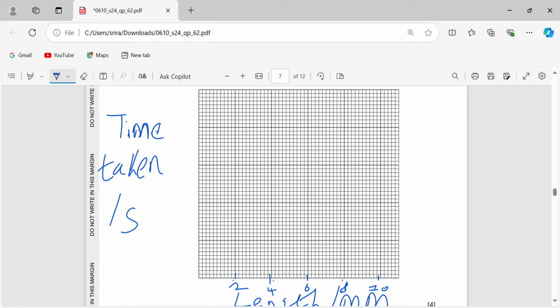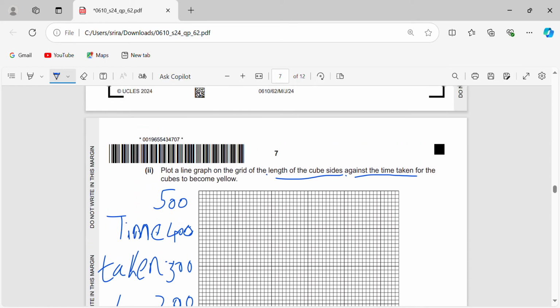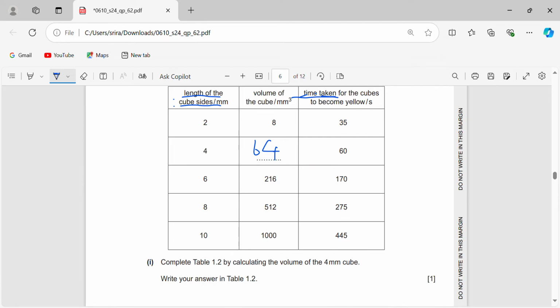So we can start from 100, 200, 300, 400, and finally 500. So now we're going to plot our points, and how we're going to do that is we're going to draw a small dot and then a circle around it. That's how they prefer it to be drawn.